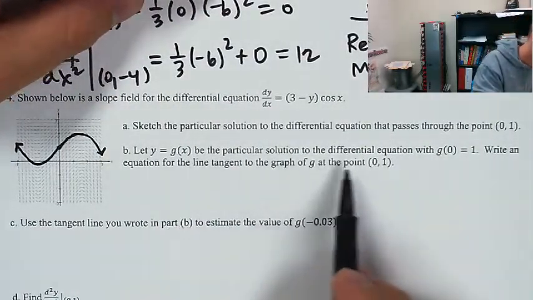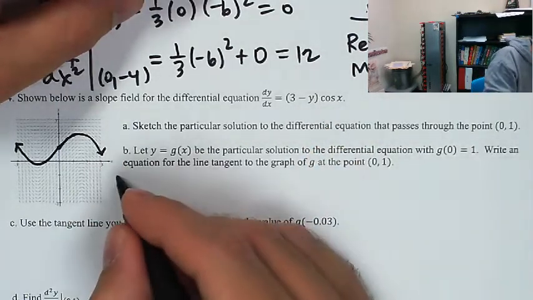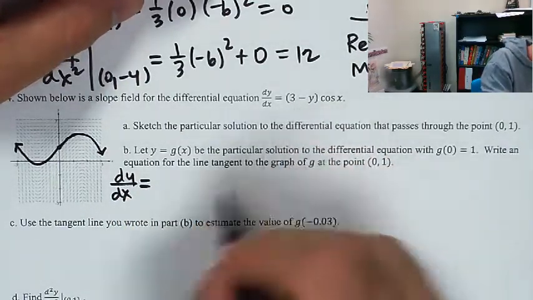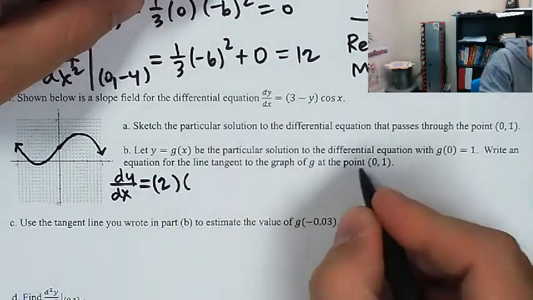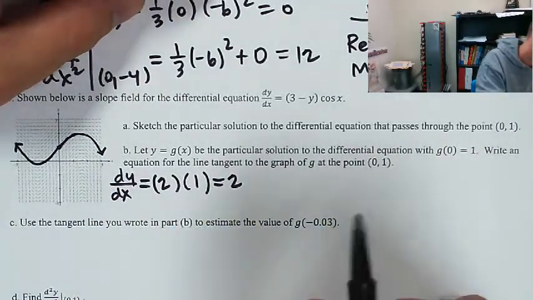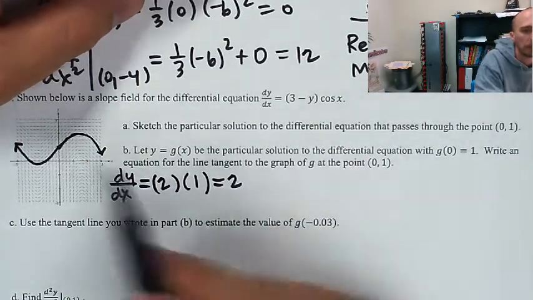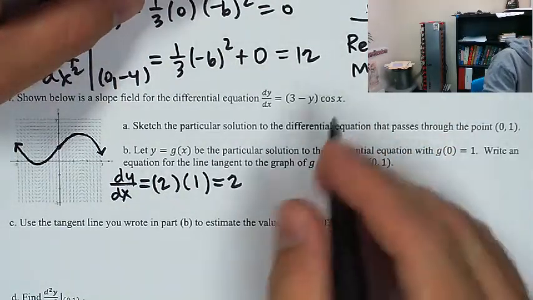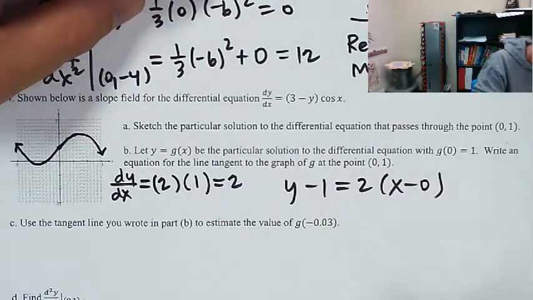All right, so let G be the particular solution. Write an equation for the line tangent to the graph of G at the point (0, 1). All right, well, the point is (0, 1). The slope is going to be dy/dx equals, okay, 3 minus y is 2 times the cosine of x, and the cosine of 0 is 1, so that's going to be 2. And that looks kind of believable. Maybe didn't make it steep enough right at the beginning, but again, it's following the general patterns. It's going to be all right. So the equation is going to be y minus 1 is equal to 2 times x minus 0.